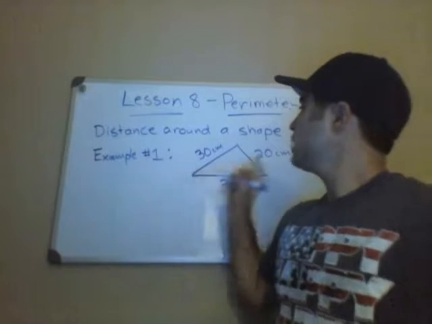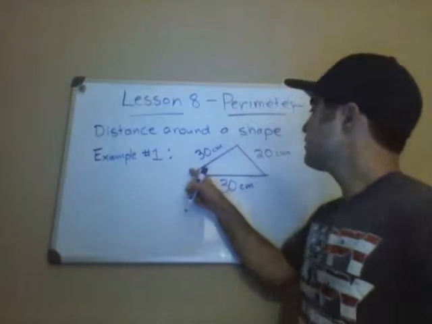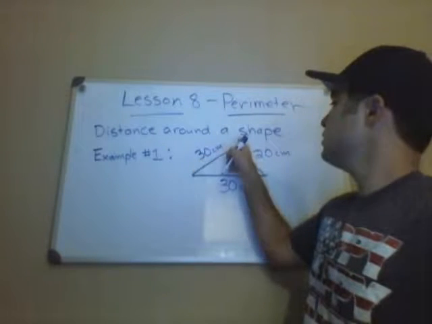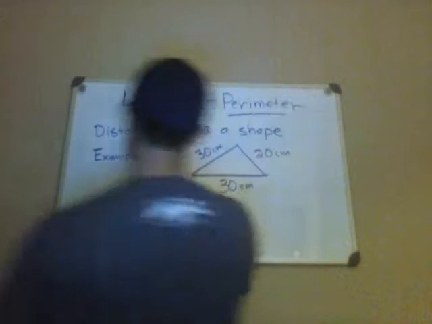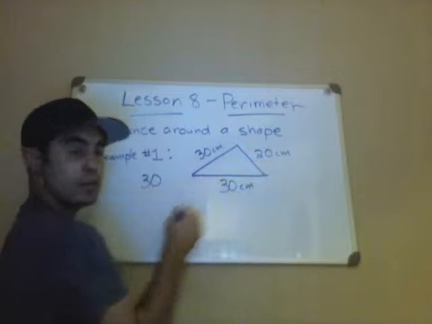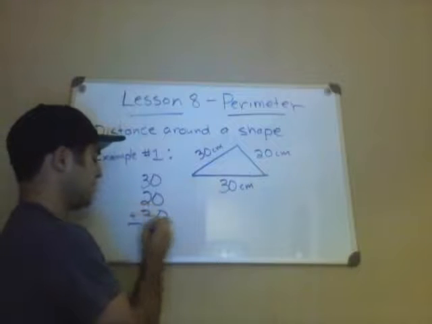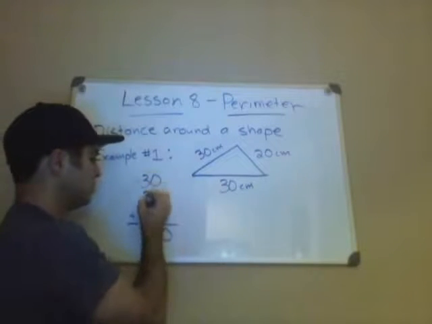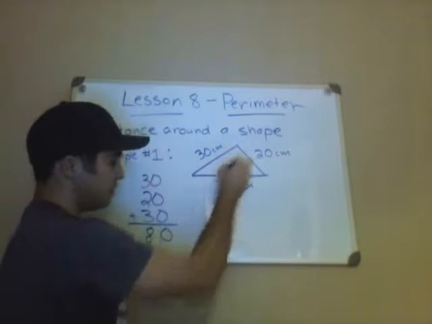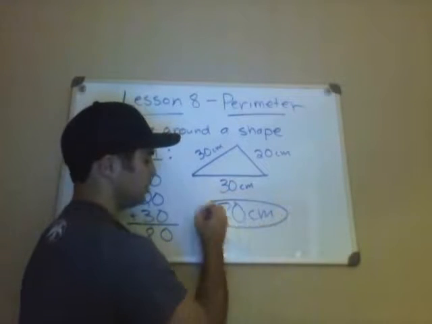Alright, example number 1. You have a triangle. We want to find the perimeter of this triangle. In order to do that, we have to find the distance around it. We are given the distance from this endpoint to that endpoint, which is 30 centimeters. And we are given the distance here, which is 20 centimeters. And the distance here is 30. So we're going to add that up. 3 plus 2 is 5 plus 3 is 8. So the perimeter of this triangle is 80 centimeters.